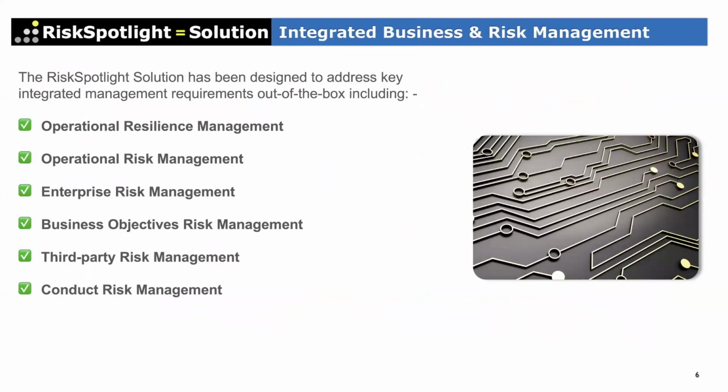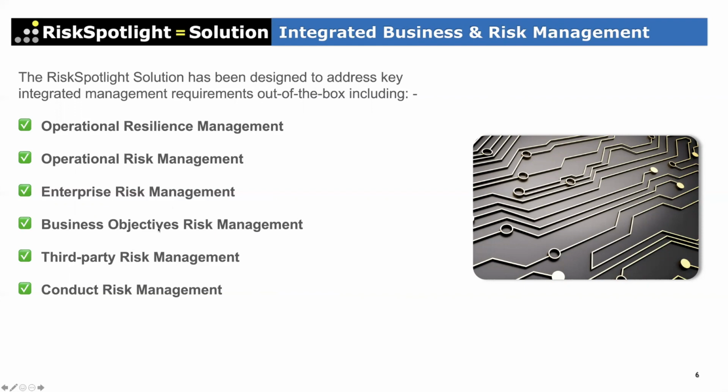Then a couple more slides and then I'll jump into the solution. So here are the different areas for which you can use the solution. You can use it for operational resilience, where we've incorporated the Basel operational resilience requirements and the UK FCA PRA operational resilience requirements, so you can meet all those requirements through the same solution. You can just use it for operational risk management, or for enterprise risk management if you want to cover operational, strategic, reputational, and other areas.